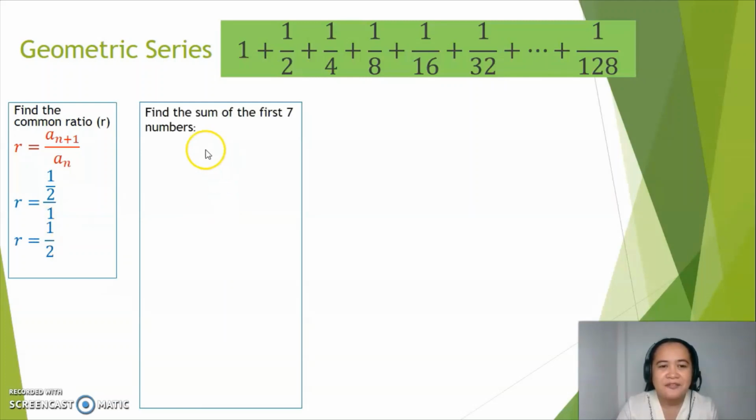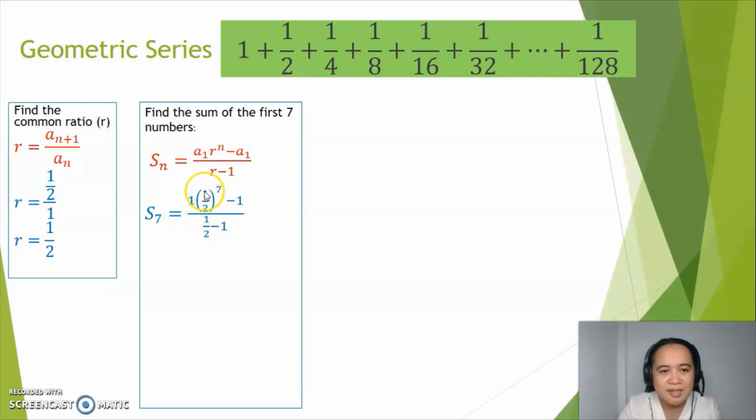Another, find the sum of the first 7 numbers. So find the first 7 numbers and identify its sum. So to do that, a1 times r to the power of n minus the first term, divided by r minus 1. So let's substitute. First term is 1. The common ratio is 1/2. And so 1/2 to the power of 7 minus 1 over 1/2 minus 1.